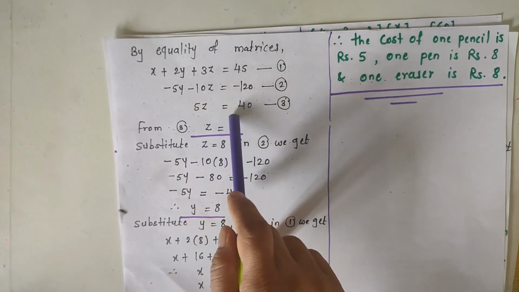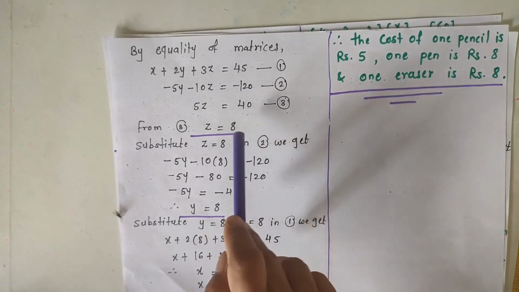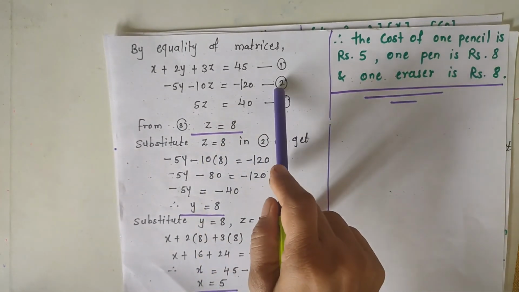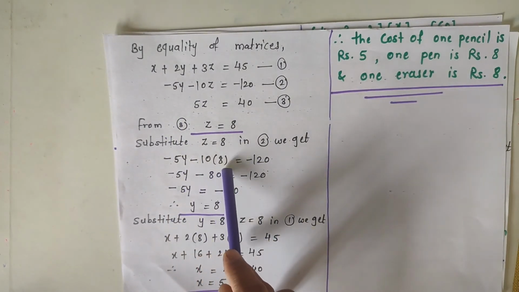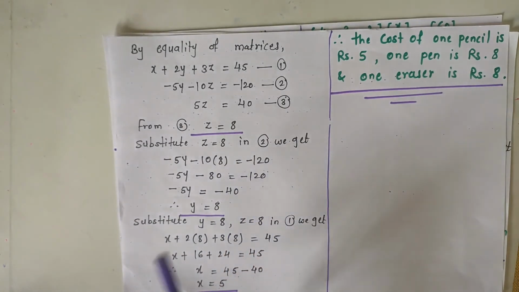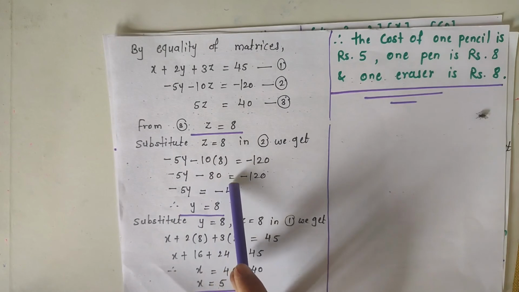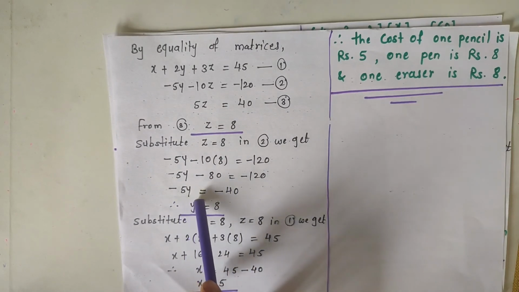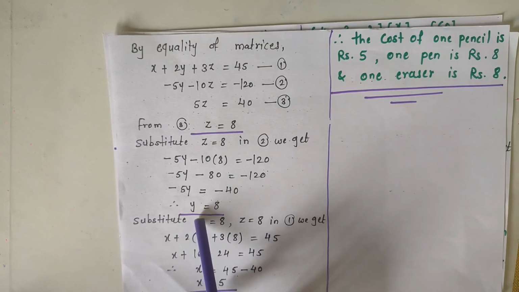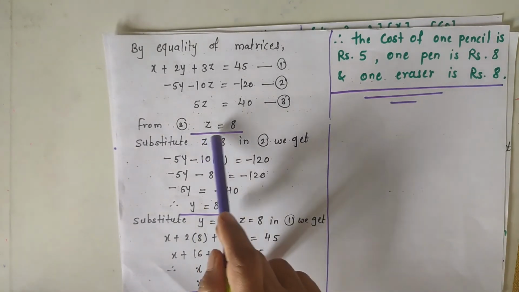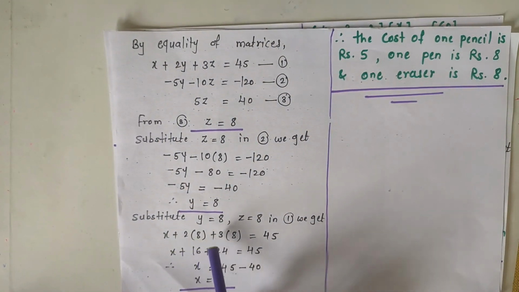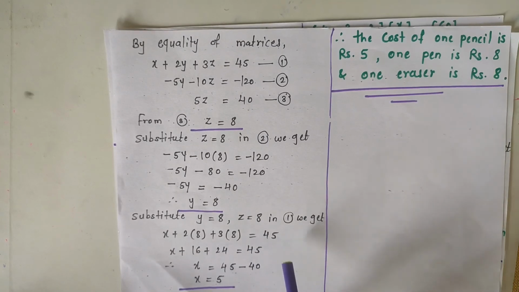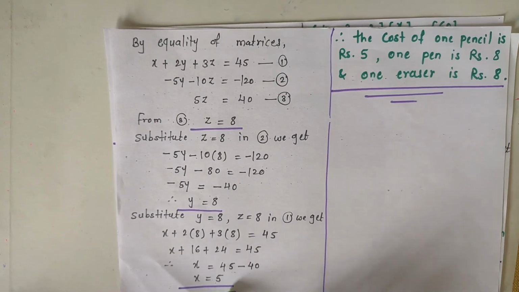From the third equation, we get z is equal to 8. Putting z is equal to 8 in the second equation, we get minus 5y minus 10 into 8 is equal to minus 120. Calculating this, minus 5y minus 80 is equal to minus 120, minus 5y is equal to minus 40, so y is equal to 8. Putting z is equal to 8 and y is equal to 8 in the first equation, we get x plus 2 into 8 plus 3 into 8 is equal to 45. Calculating this, x is equal to 45 minus 40, so x is equal to 5.